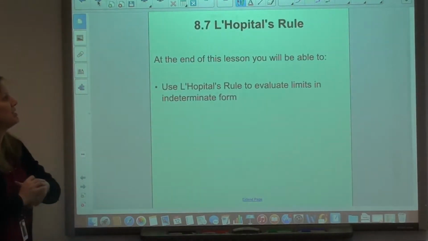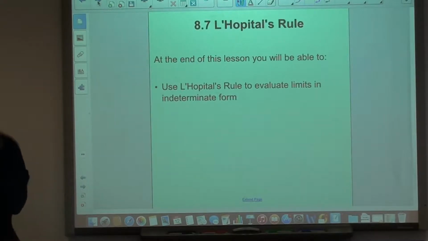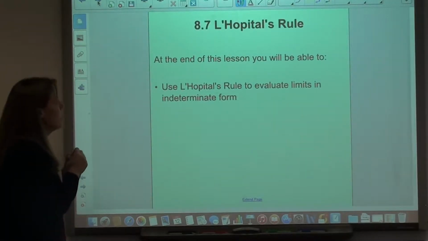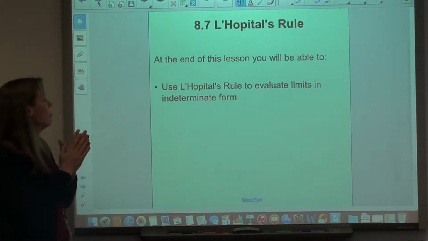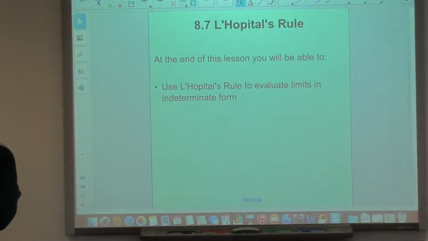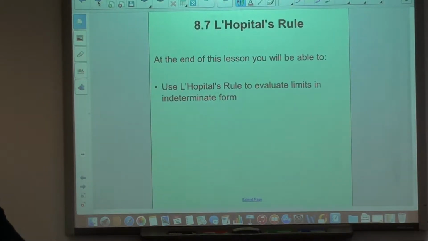All right, so today we're going to learn l'Hôpital. Okay? And what does l'Hôpital mean in French? It means the hospital, right? This is Mr. the Hospital's rule. So we're going to use l'Hôpital's rule to evaluate limits in indeterminate form. What do you think indeterminate means? Can't be determined, right? Undetermined, right?